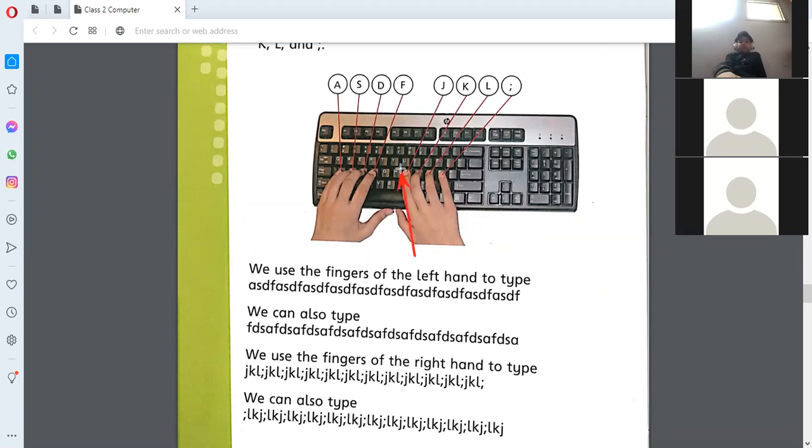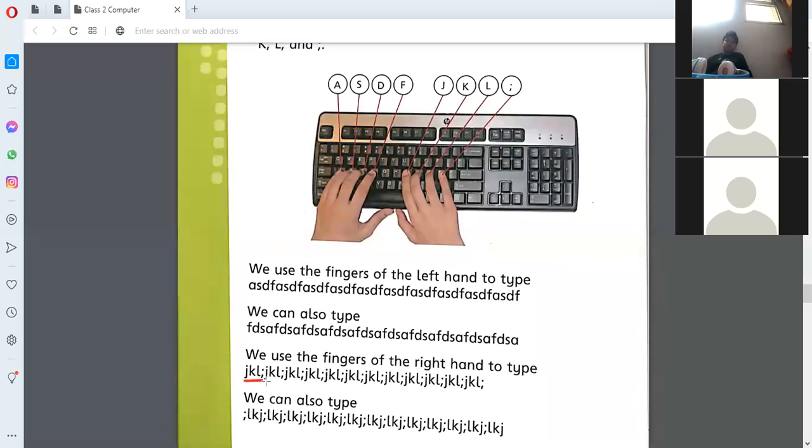So the first is the index finger, then the second one is the middle finger, then the third one is the ring finger, and the fourth we are pressing is the semicolon. So we use the fingers of the right hand to type. It's J, K, L, semicolon. How many times are they placing it? They are placing it 10 times.